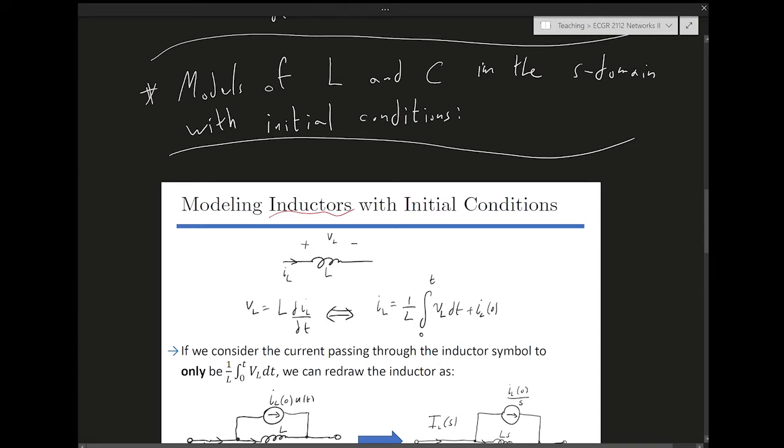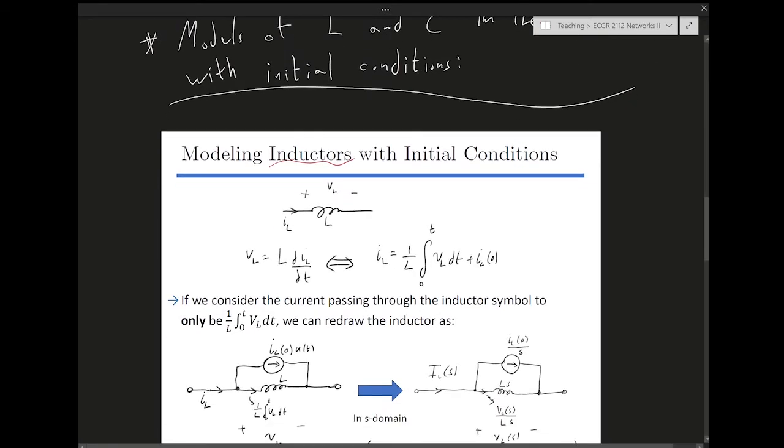and figuring out how to inject the initial condition of the inductor in the S-domain model of the inductor, right? The way we approach that is by noting that in general, this would be the VI equation representing the inductor. And then this would be what it looks like as an integral, right? So the initial condition appears here. And we want to figure out a way of injecting this initial condition in the S-domain model.